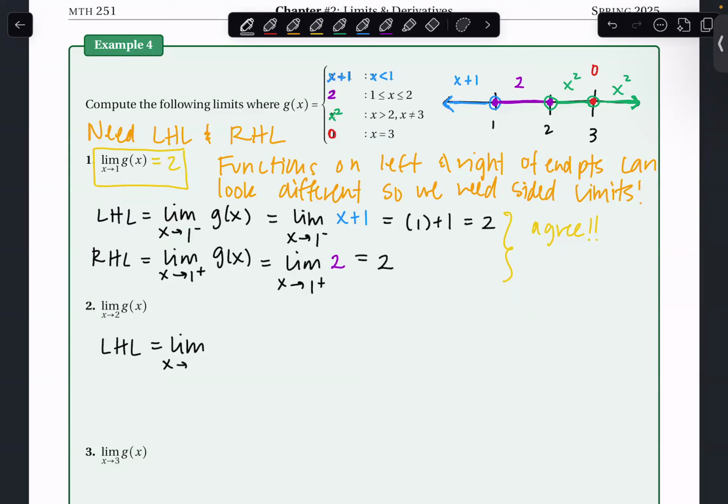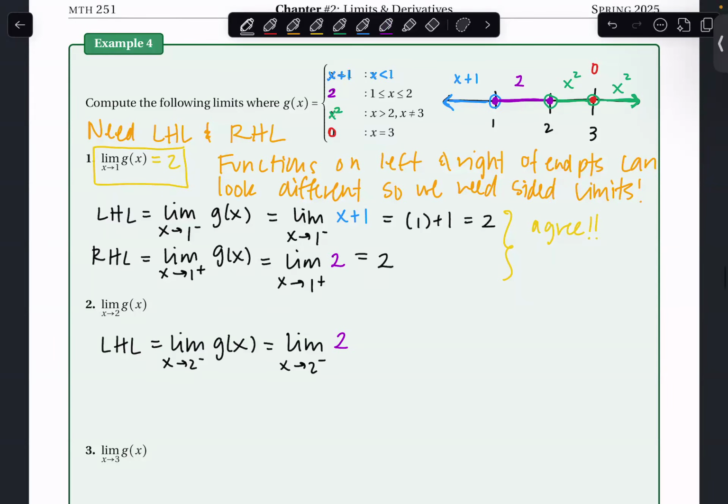Now as x approaches 2 from the left, I need to decide what formula am I using? What formula is used on the very left of 2? Which color do I use here? My purple, which is my function 2. And when I see a constant, that's exactly my answer. So that was pretty easy. I just want to work with my right-handed limit now.